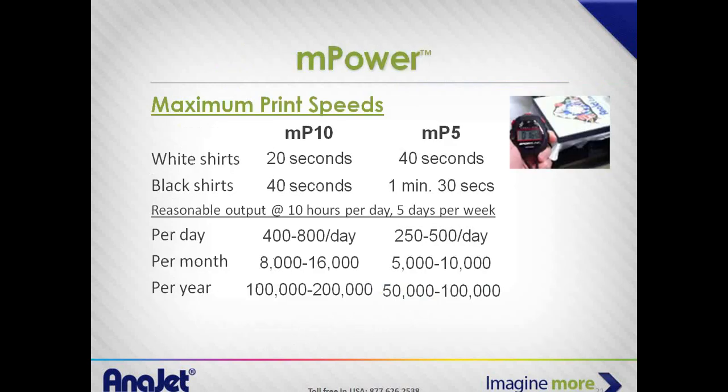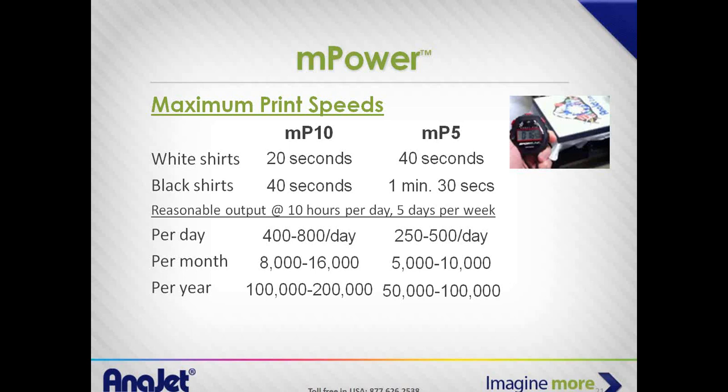We have 2 printers within our mPower line. We have the MP5i, we have the MP10i. The primary difference between them is speed. The 10 has 6 print heads, 1 for each channel of ink. The 5 has 3 print heads. Every 2 channels shares a print head.